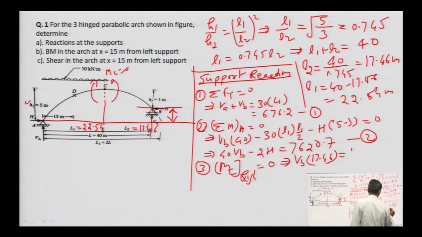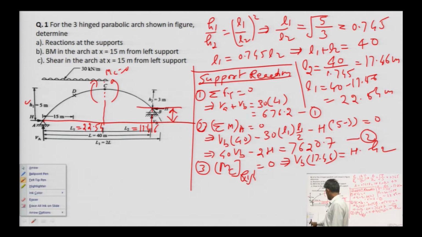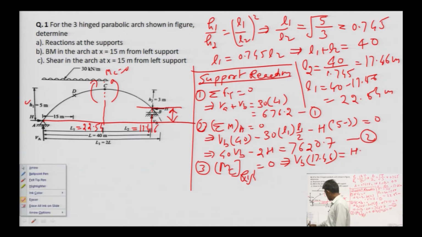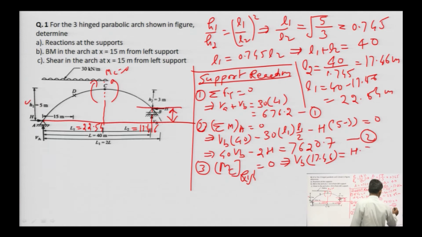So, that will be equal to H into H2, since H is known to us. H into H2, okay. So, this is another equation. And H2 is how much? H2 is 3 actually. So, we will get another equation, H2 is equal to 3. So, write equation number 3.